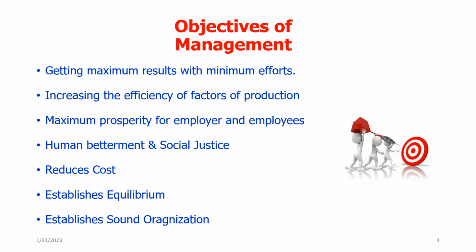And maximum prosperity for employer and employees. Yes, both sides of the coin, employer and employee. Employer is one side of the coin, employee is another side of the coin. Both should be managed. We have to get benefit. The employer should be benefited and the employee also benefited. At the same time, the society should also be benefited. That is called corporate social responsibility, CSR. And we have to reduce the cost of production. We have to maintain the equilibrium and soundness of the organization. That is, the organization should be stable.